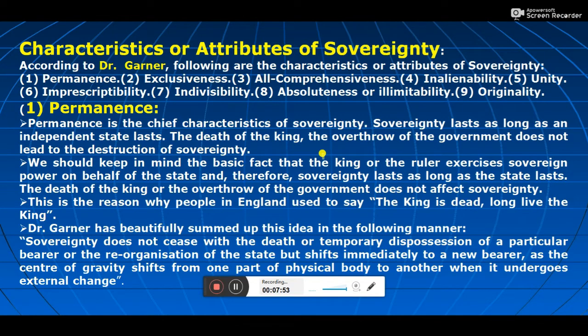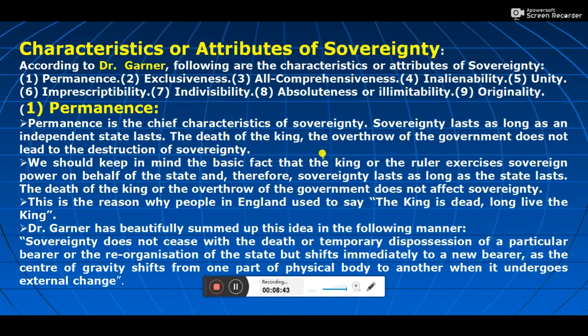Now we shall discuss the characteristics or attributes of sovereignty. According to Professor Garner, the following are the characteristics of sovereignty. First, permanence. Second, exclusiveness. Third, all-comprehensiveness. Fourth, inalienability. Fifth, unity. Sixth, imprescriptibility. Seventh, indivisibility. Eighth, absoluteness or illimitability. Ninth, originality. Now we shall discuss in detail one after another.